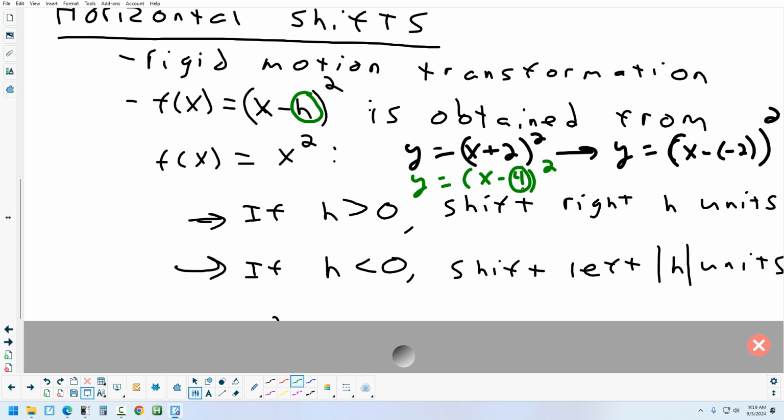If you have something like x plus 2 squared, think of it as x minus -2. Look at the number that comes after the minus sign. It's a -2. -2 is going to go to the left 2 units. Okay, so there's different ways you can think about it, but somehow you've got to remember when you see the top case, it's going to shift it to the left 2 units. And when you see this bottom case, it's going to shift it to the right 4 units.